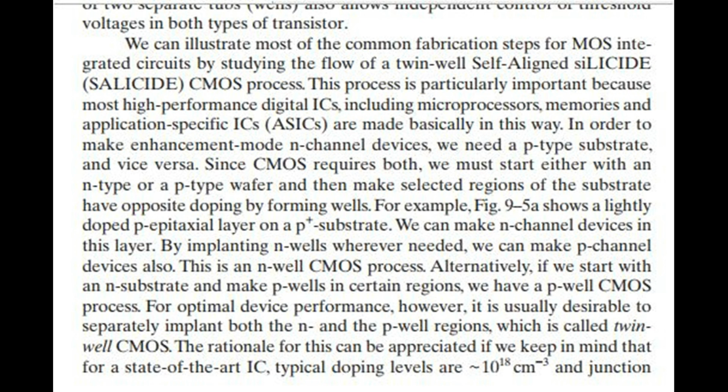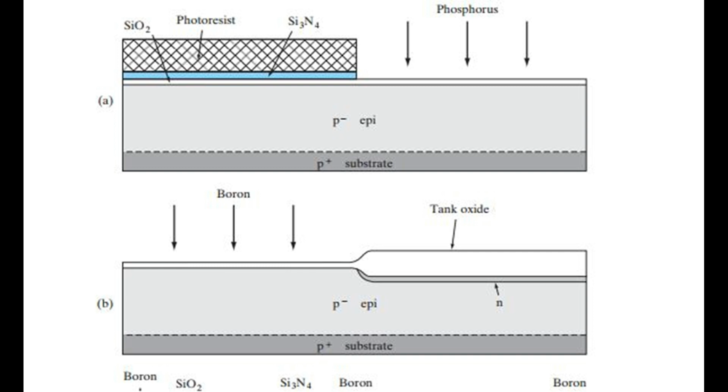Alternatively, if we start with an N substrate and make P-wells in certain regions, we have a P-well complementary metal oxide semiconductor process. For optimal device performance, however, it is usually desirable to separately implant both the N and the P-well regions, which is called twin-well complementary metal oxide semiconductor. The rationale for this can be appreciated if we keep in mind that for a state-of-the-art integrated circuit, typical doping levels are 1,000 quadrillions of atoms per cubic centimeter and junction depths are around 1 micrometer in these wells.